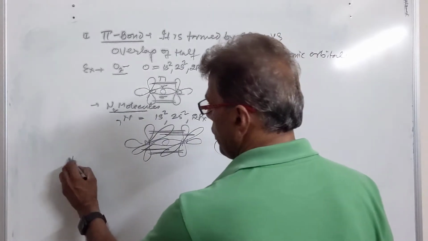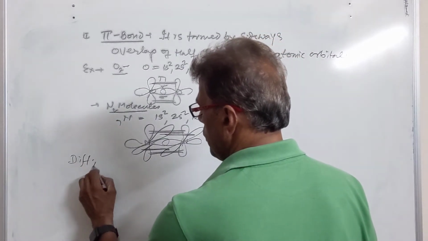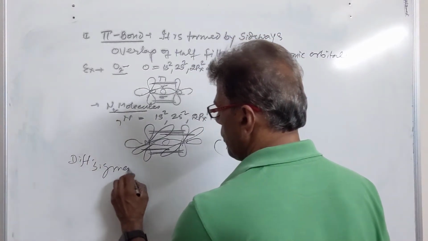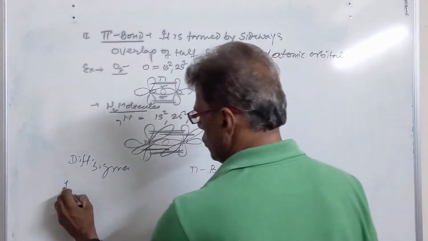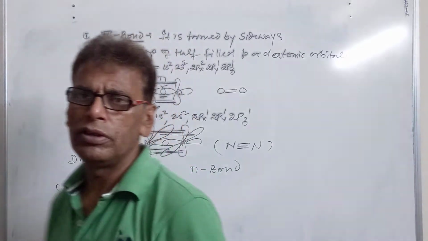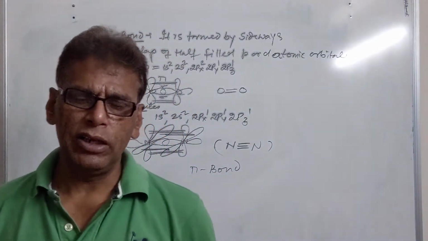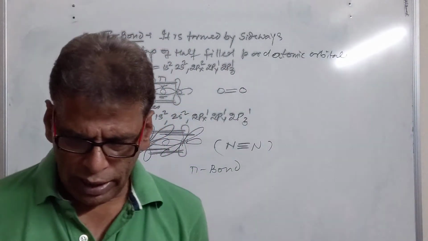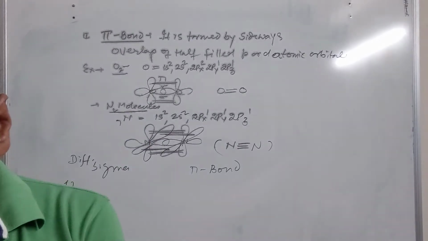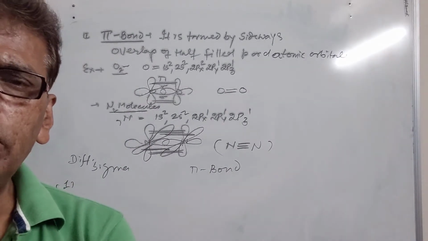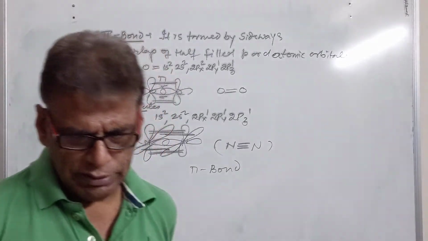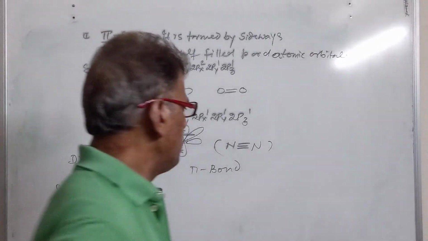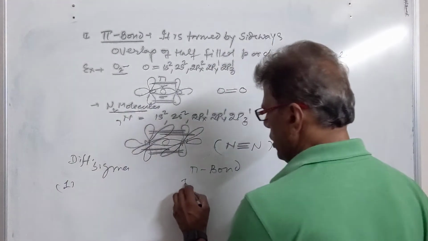Then we have the difference between sigma and pi bond. First point is the definition of both bonds. Sigma bond is formed by axial overlap of the valence atomic orbitals, while pi bond is formed by the sideways overlap of half-filled p or d orbitals.